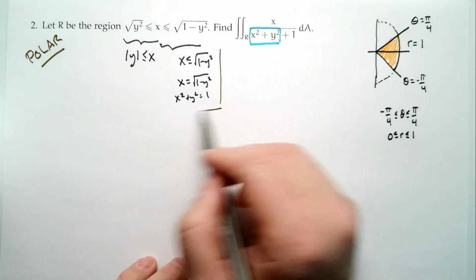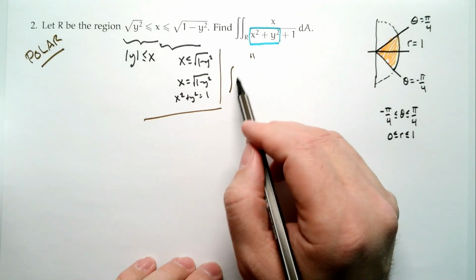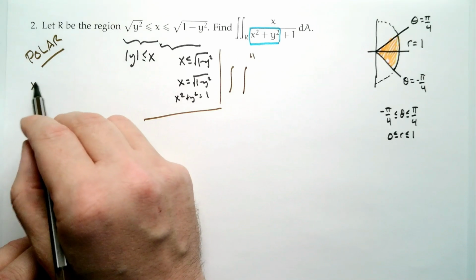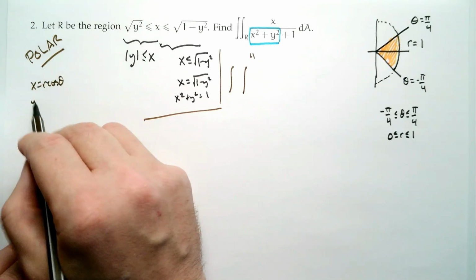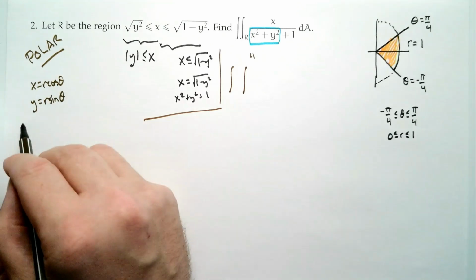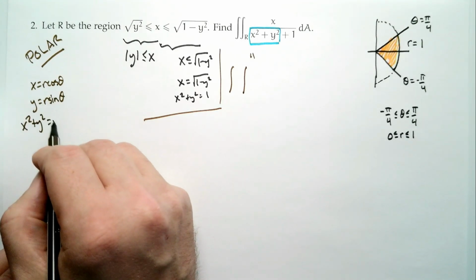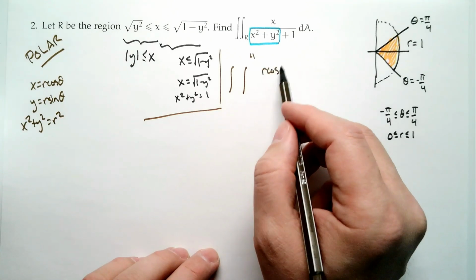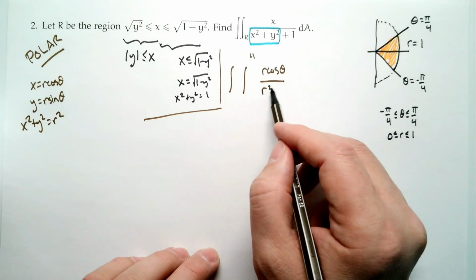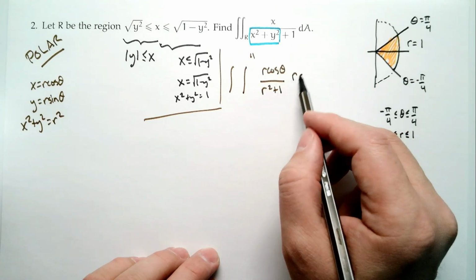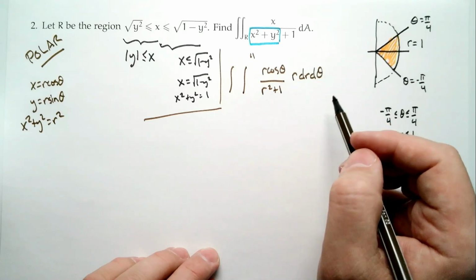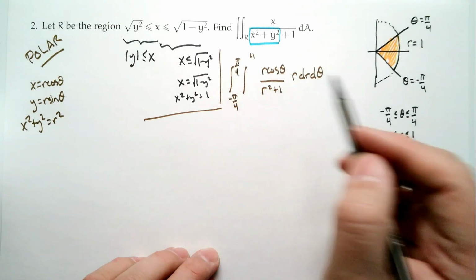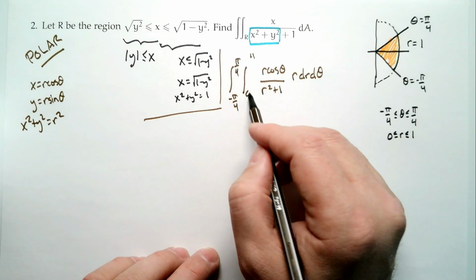All right. So here we go. We're going to integrate. x, well, what we do is we use our formulas. x is r cosine theta. y is r sine theta. And of course, x squared plus y squared equals r squared. So our function will become r cosine theta over r squared plus 1. dA becomes r dr d theta. Theta goes from negative pi fourths to positive pi fourths. r goes from 0 up to 1.